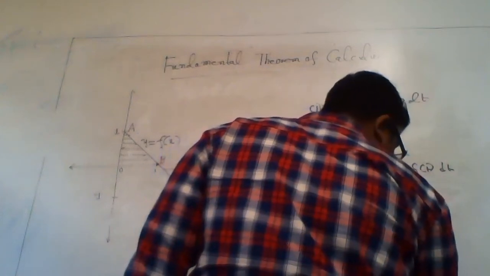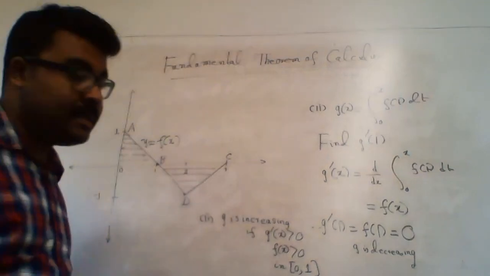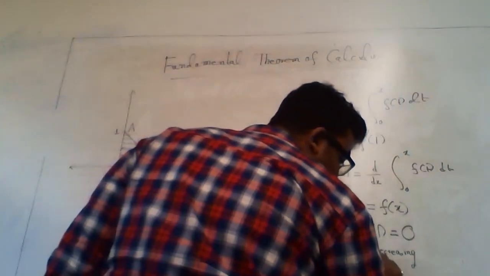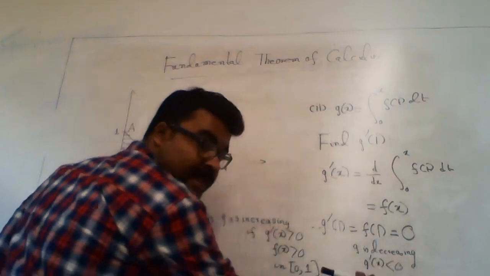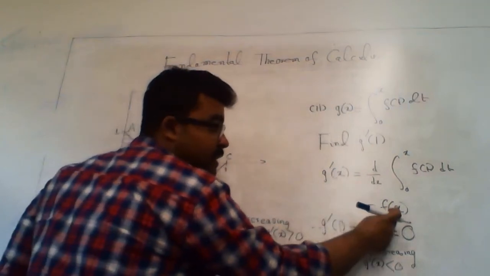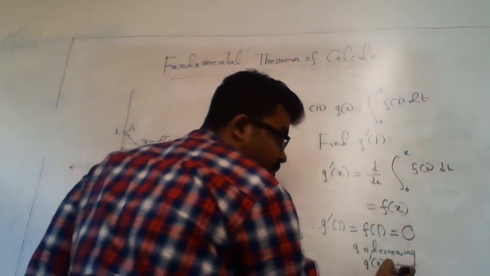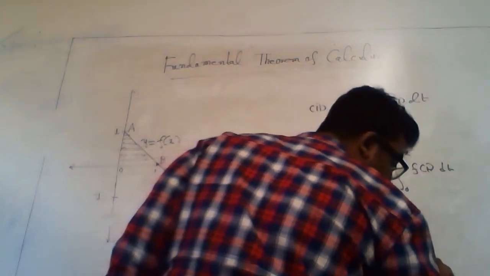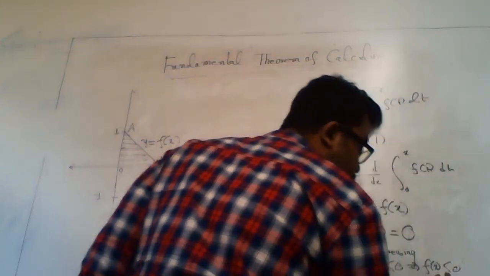Now what is the criteria for a function to decrease? Its derivative must be negative. Now what is the derivative of g? The derivative of g is f x, we have found out. So g prime x less than 0 means f x is less than 0. Now where is f x less than 0?